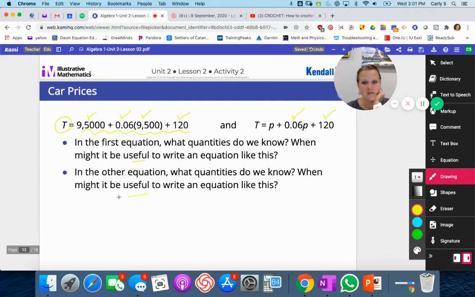This equation is very useful if we're comparing a bunch of cars. We want to know exactly how much we're going to spend for a bunch of different cars.